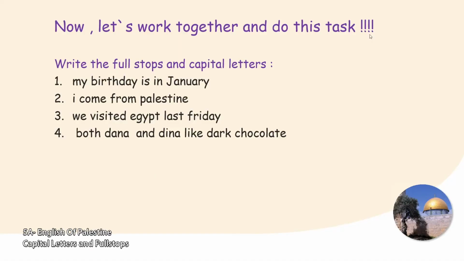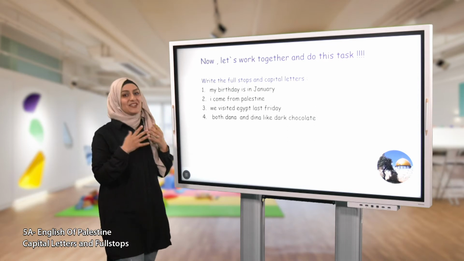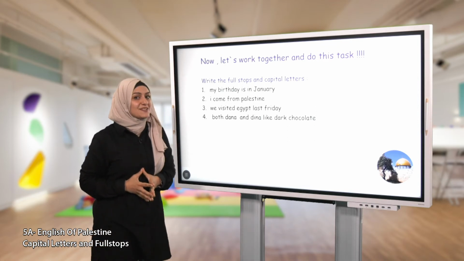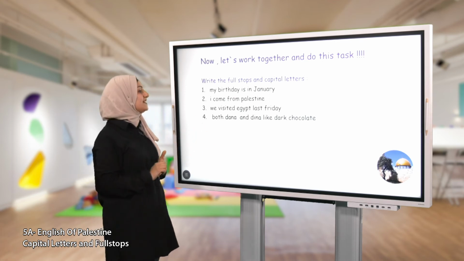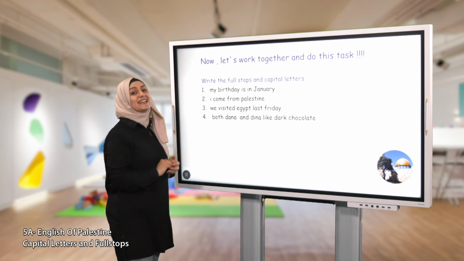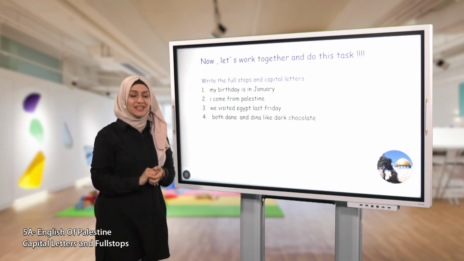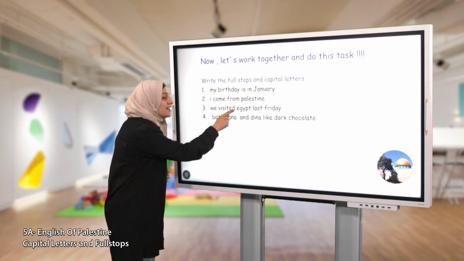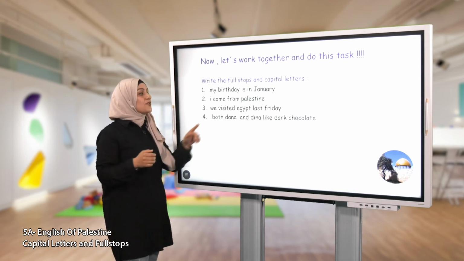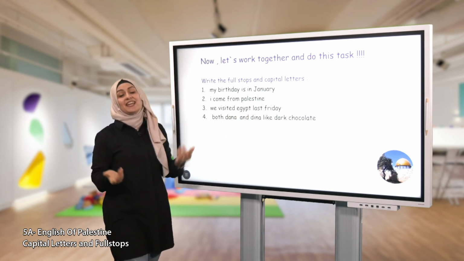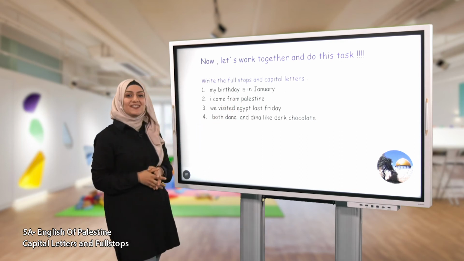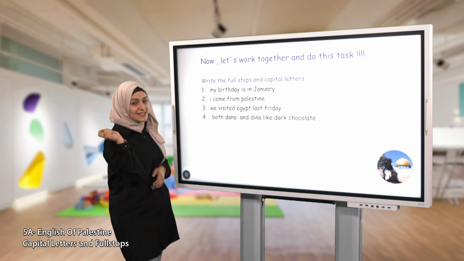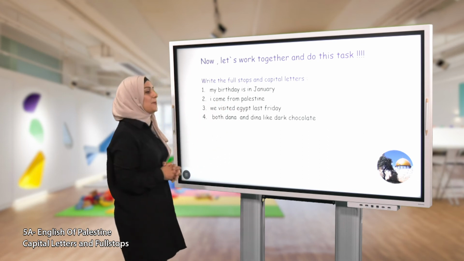Now let's look at number 3. We visited Egypt last Friday. We is the first word in the sentence. So we should write the W with a capital letter. Egypt is a name of a country. So we should capitalize the E. Friday is a name of a day. So we should write the F as a capital letter. And at the end of this sentence, we put a full stop.